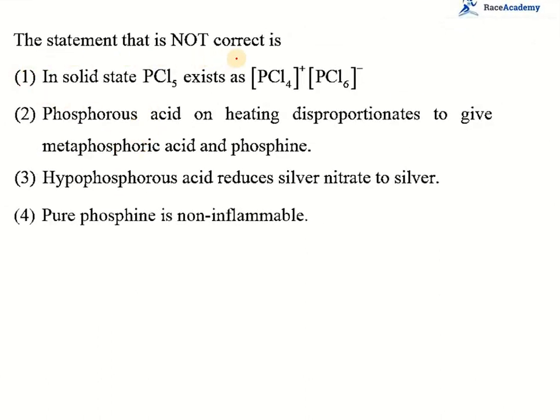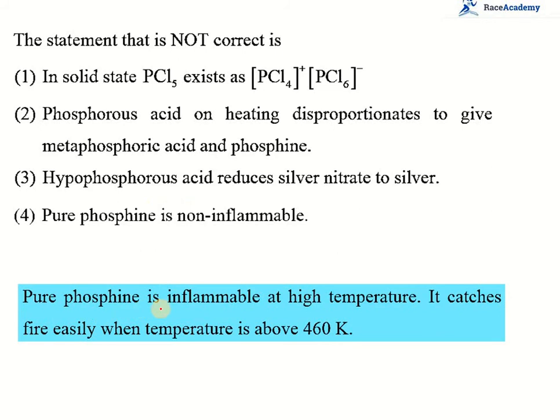Next question, the statement that is not correct is: in solid state PCl5 exists as an ionic complex PCl4+ PCl6-. Phosphorus acid on heating disproportionates to give orthophosphoric acid and phosphine. Hypophosphorus acid reduces silver nitrate to silver. Pure phosphine is non-inflammable. That is the doubtful one, because pure phosphine is inflammable at high temperature and catches fire easily when the temperature is above 460 Kelvin.